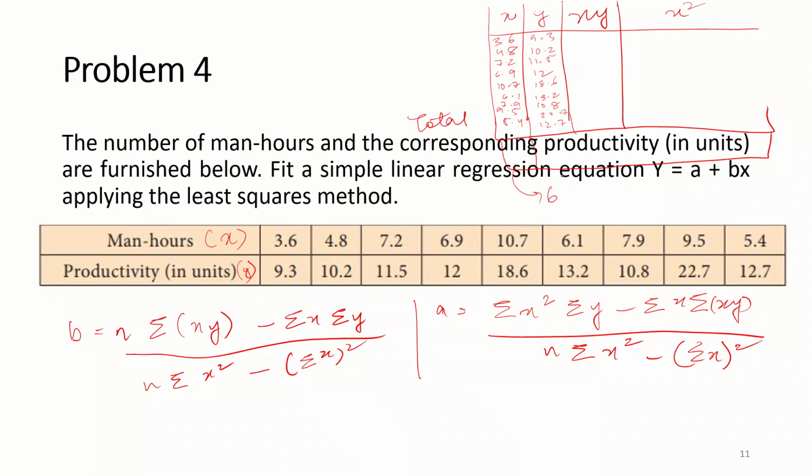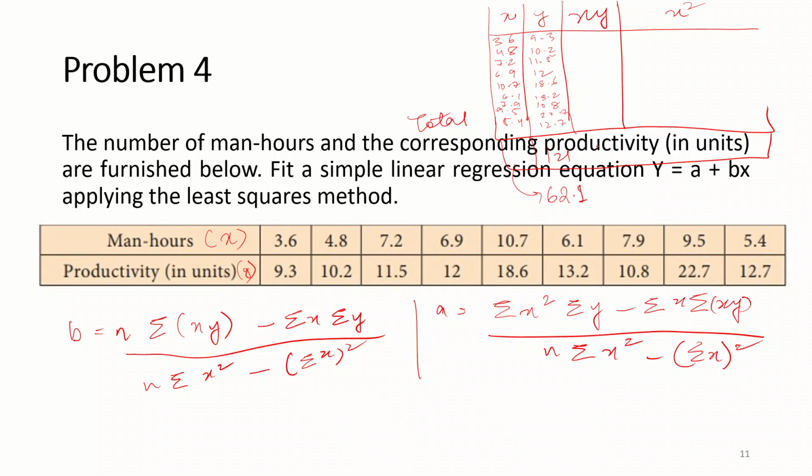62.1. Okay, Y is 121. XY is... X square is 468.96.